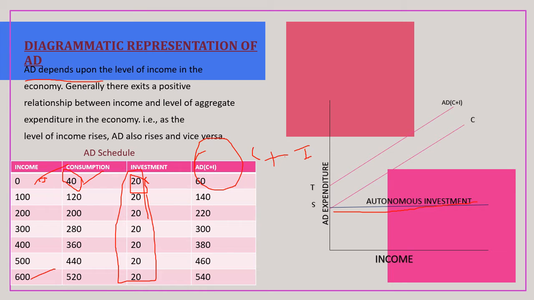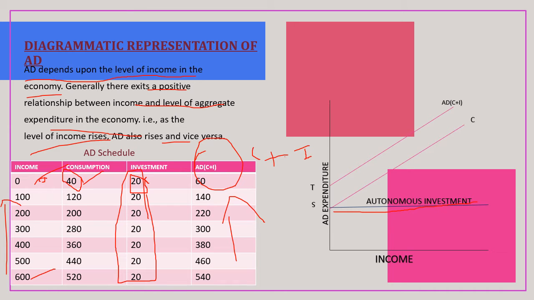Aggregate demand depends upon the level of income in the economy. Generally, there exists a positive relationship between income and the level of aggregate expenditure in the economy. Expenditure is nothing but what we are consuming and investing. So when your level of income rises, aggregate demand also rises. So this is the concept of aggregate demand.